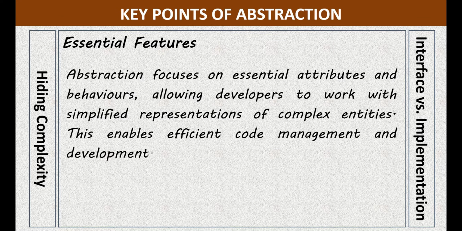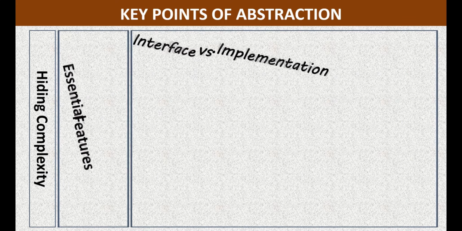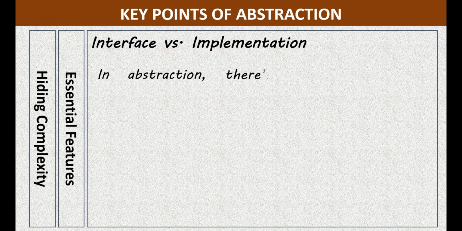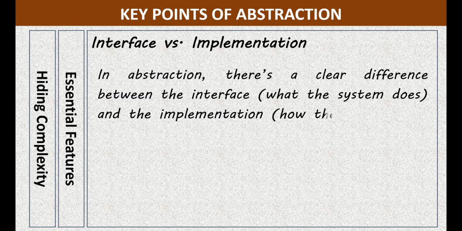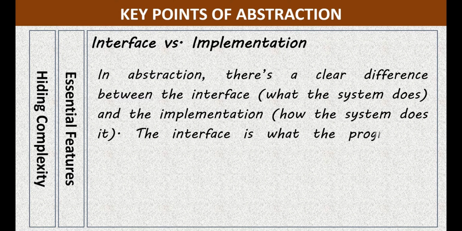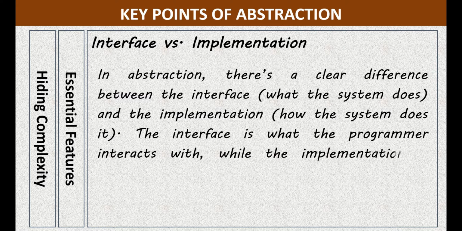Our third and last concept is interface versus implementation. In abstraction, there is a clear difference between the interface, what the system does, and the implementation, how the system does it. The interface is what the programmer interacts with, while the implementation is hidden behind the scenes.